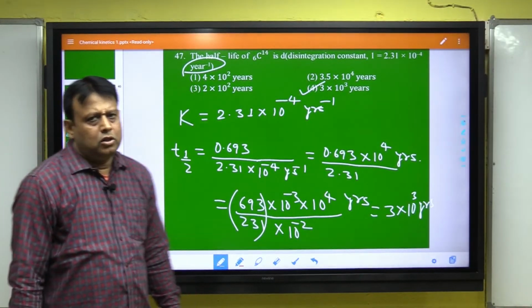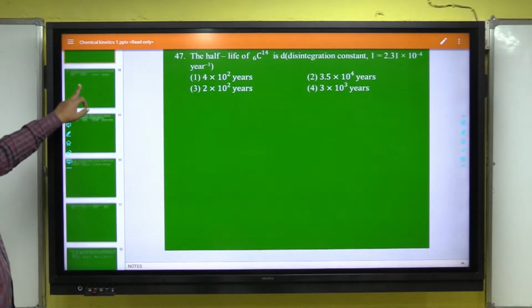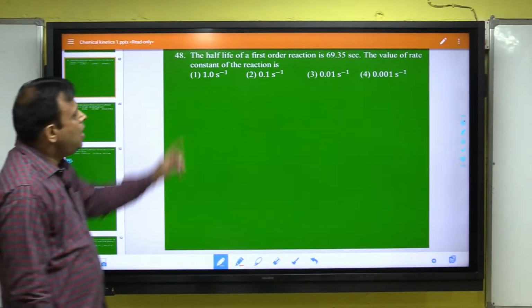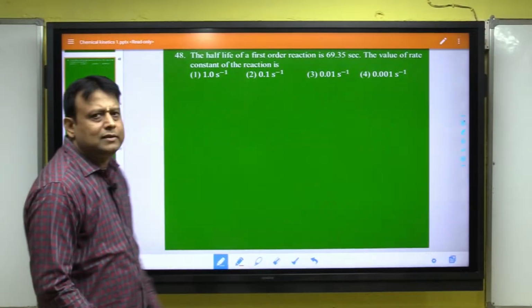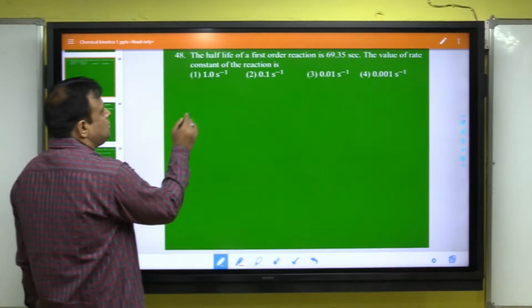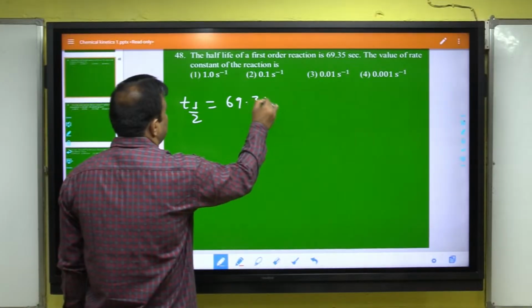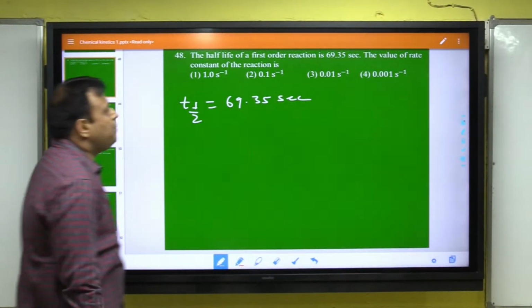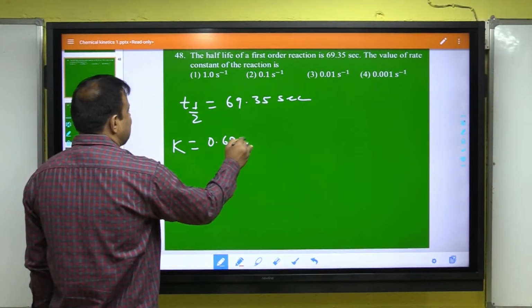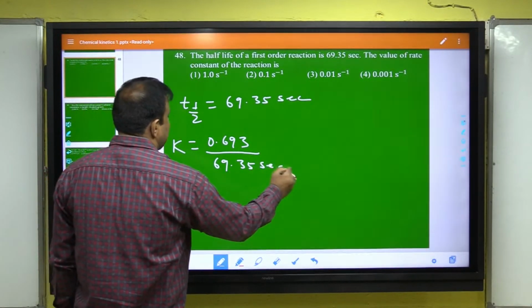Clear? Now next question, number 48. Look at the board. The half-life of a first order reaction. Listen again, the half-life of a first order reaction, t half, is equal to 69.35 seconds. Half-life is given. The value of rate constant k is equal to, we know that, 0.693 dividing by 69.35 seconds.